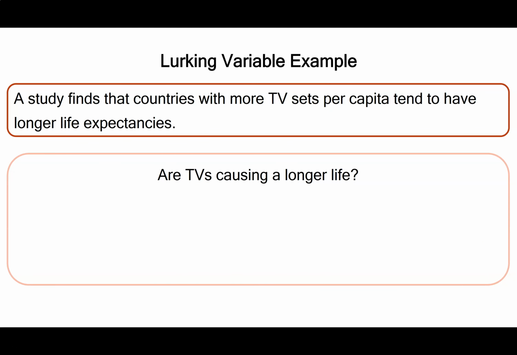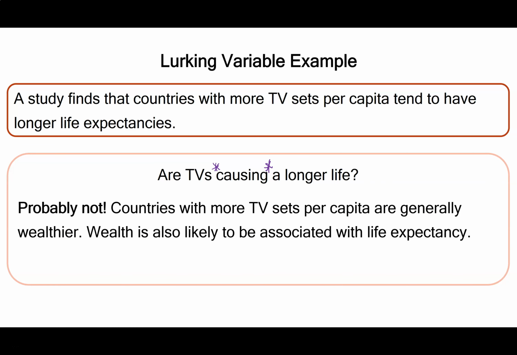So here's another example. We have a study that found countries that have more TV sets per capita, so if you even just look at per household, the more TVs each household has, the longer the life expectancies were in that country. So do we think that TVs cause longer life? So we think, oh, we need to run out and buy TVs. We're going to live longer. Well, I would probably put my brakes on there.